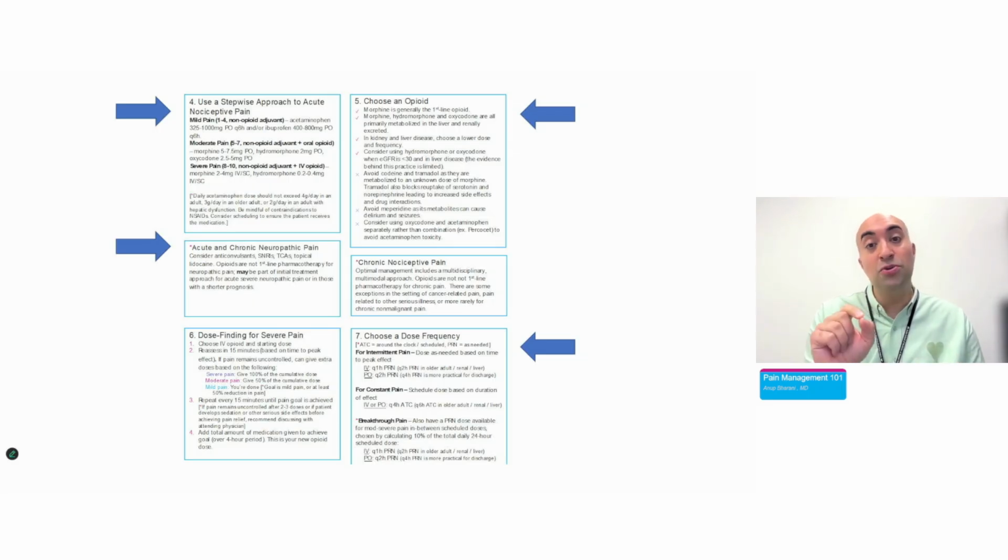We talked about how to choose an opioid depending on end organ function, risk profile, availability in the community, and long-acting and short-acting formulations available in the US or other countries, and what you might be worried about, and then choosing a frequency and a starting dose based on the intermittent versus constant pain.